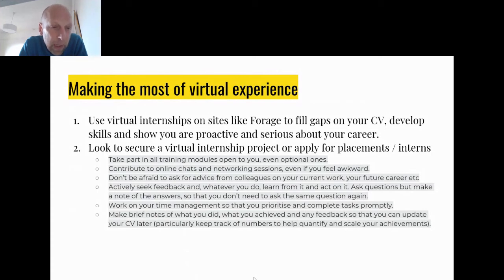If you're working with other people, try and get involved in the online chats and networking to raise your profile. Don't be afraid to ask questions and look for feedback. Try and work on things like your time management, because if you're doing it to fit around your studies, that's going to be imperative. Make notes about what you've achieved so you can update your CV and really take advantage of the experience that you've gained. So, if you could move on to the last slide, Laura, please.